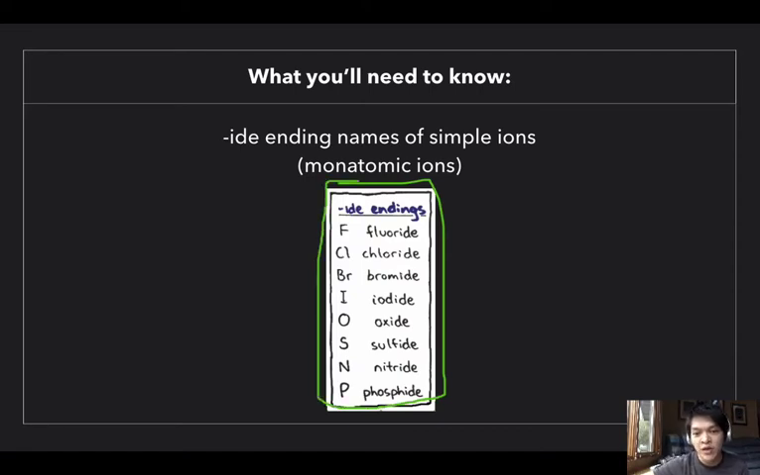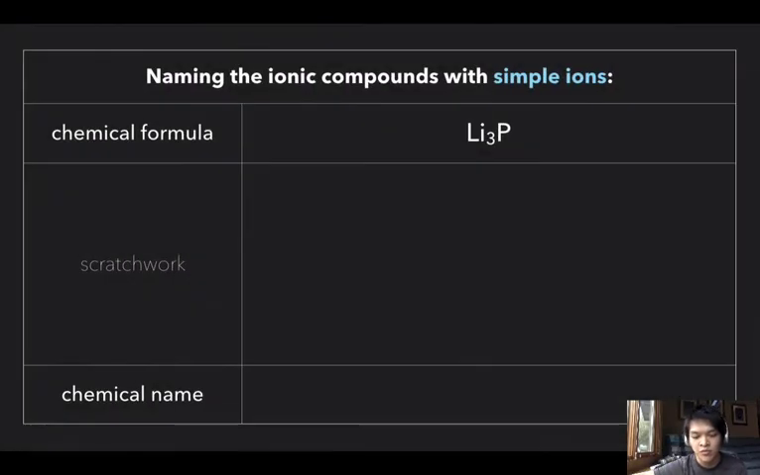Fluoride, chloride, bromide, iodide, oxide, sulfide, nitride, and phosphide, right? So the ending will change for the second element. So let's go ahead and take a look at our first example problem here.